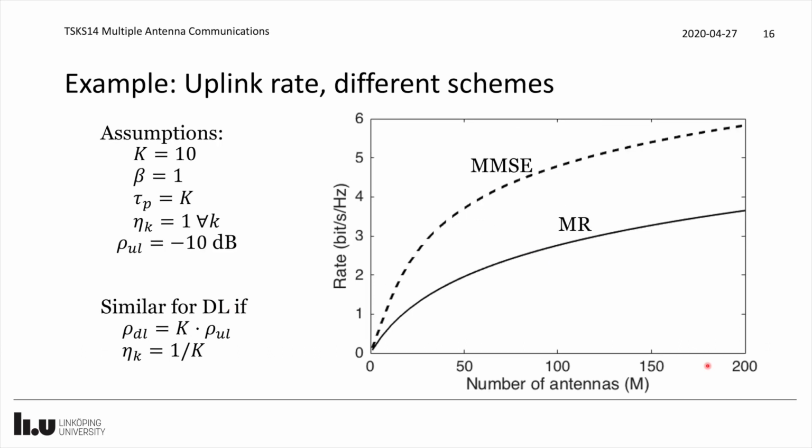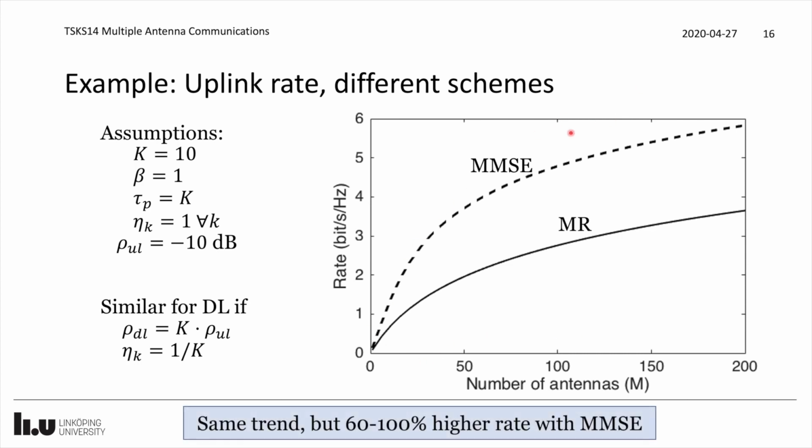Next we consider the same setup, we set the rho uplink to be minus 10 dB, so it's the lowest of the curves, and we are instead comparing maximum ratio processing, which we had in the previous graphs, with the MMSE processing that I've been talking about as well. And we see the same type of trends here. As we are increasing the number of antennas, the performance goes up, both with maximum ratio and with MMSE processing.